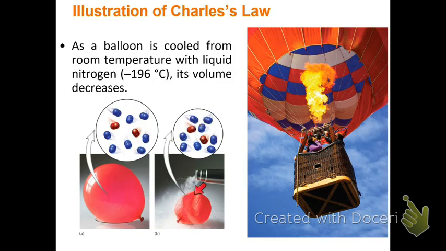A simpler illustration of Charles's law is shown here, where you have a simple balloon containing air molecules inside. Let's say that this balloon is at room temperature, and you pour liquid nitrogen onto it. The temperature of the air molecules inside the balloon decreases, and because of that decrease in temperature, the volume also decreases. So that's the relationship between volume and temperature.